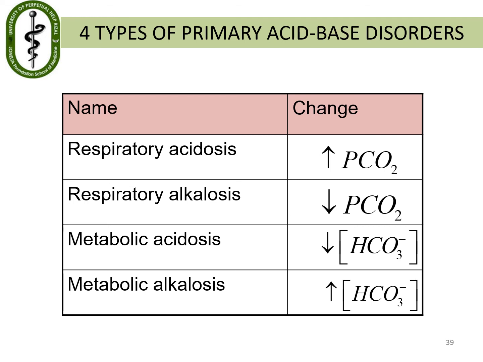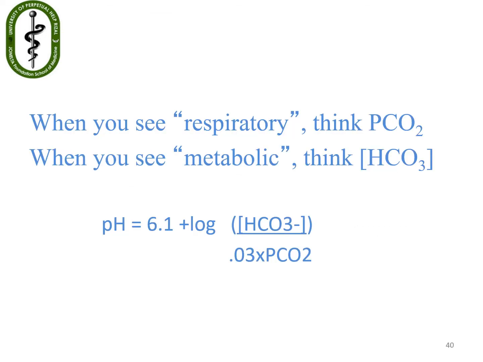A decrease in your bicarbonate will mean metabolic acidosis, and an increase in your bicarbonate will mean metabolic alkalosis. So when you see respiratory, think of PCO2. When you see metabolic, think of your bicarbonate. Always think of the Henderson-Hasselbalch equation.